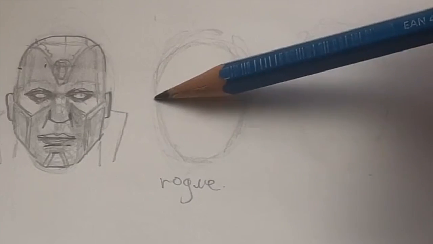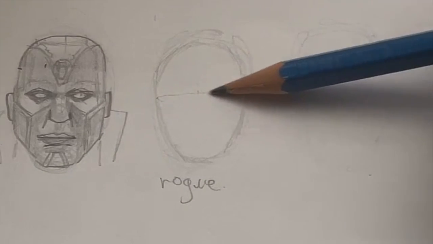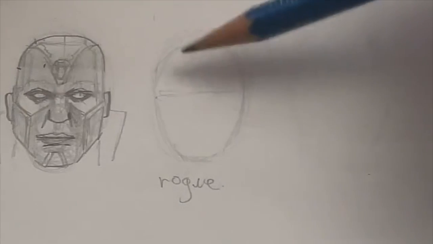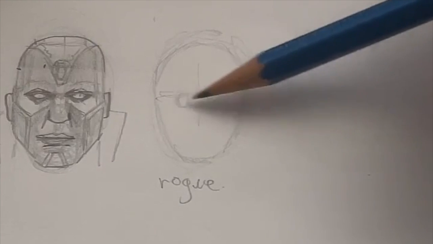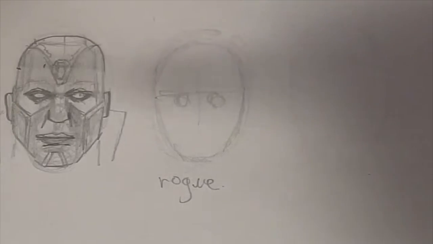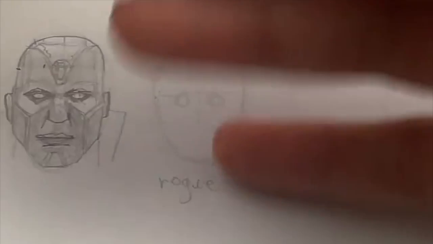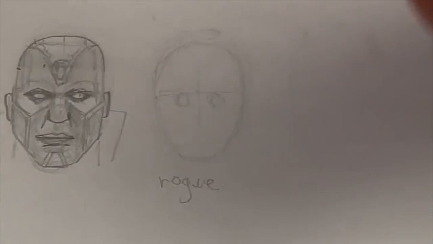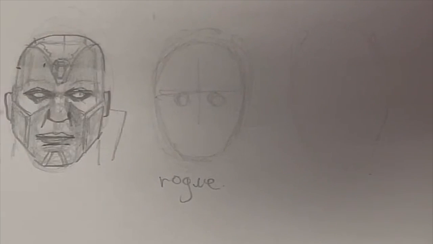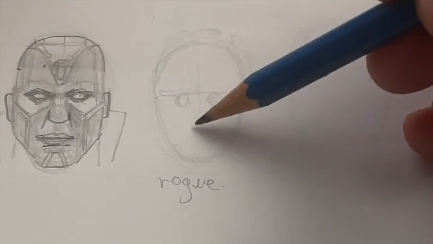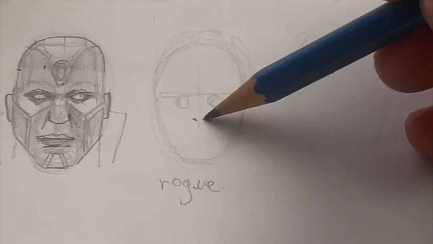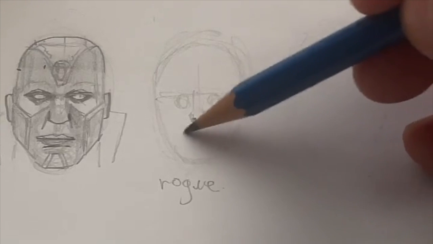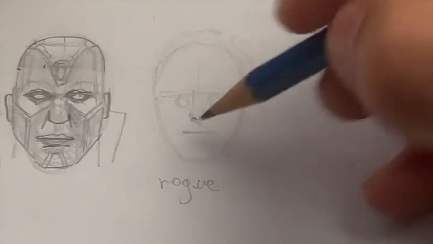The thing that's remarkable about Rogue physically is quite a large white stripe in her hair. But other than that, you're just drawing a female, like you would draw Wonder Woman or Psylocke or Jean Grey. I don't think there's anything particular about Rogue's face.